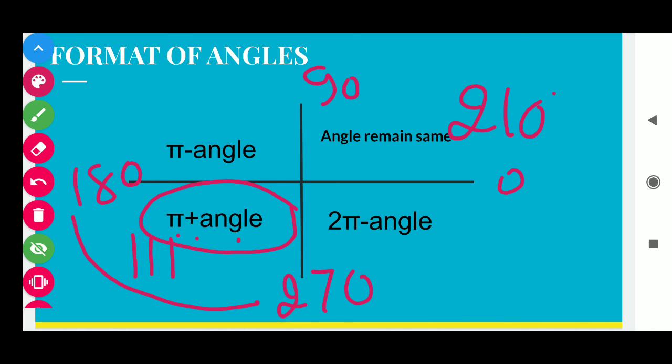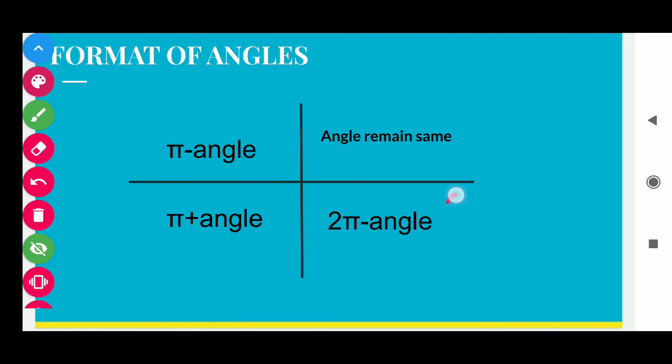Similarly, if an angle lies between 270 and 360 degree, take 300 degree as an example. 300 degree lies between 270 and 360, so for this we will use 2 pi minus angle. So students, we will write it as 360 minus 60 degree. In this way we get 300 degree. So students, 360 is equal to 2 pi. Students, you should be clear about one more concept here.